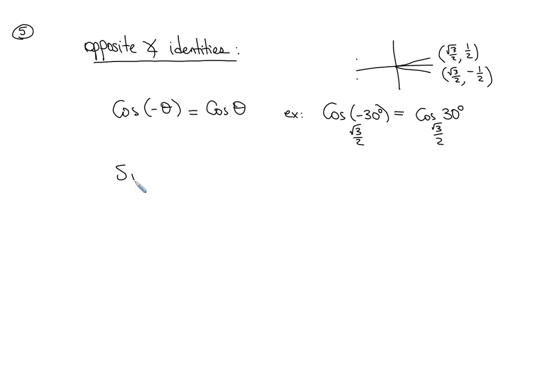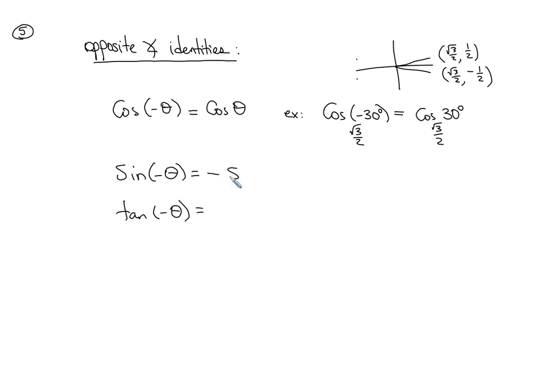Now, sine of negative theta and tangent of negative theta do not work the same way. Again, it's a reflection over the x-axis. But if you look at sine, notice that sine of 30 is 1/2, sine of negative 30 is negative 1/2, because sine is positive in quadrant 1, negative in quadrant 4. The sign, S-I-G-N sign, changes when you reflect over the x-axis. Same thing here. Sine is positive here, negative here.